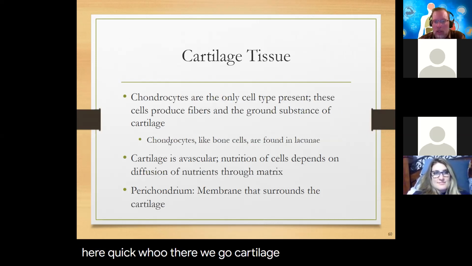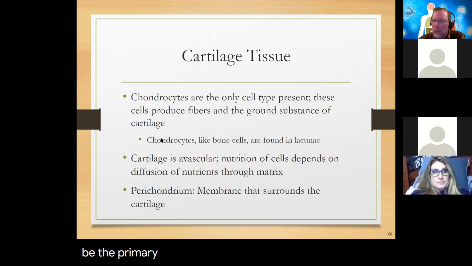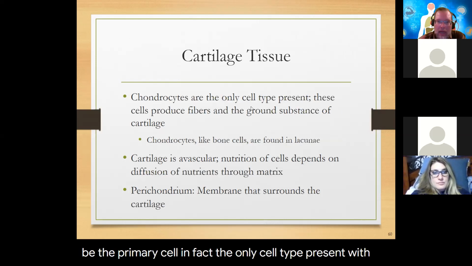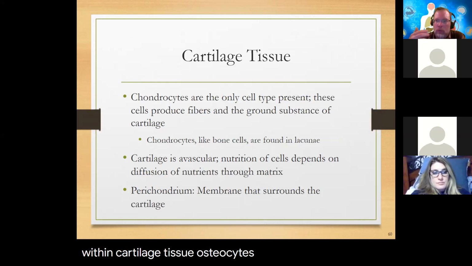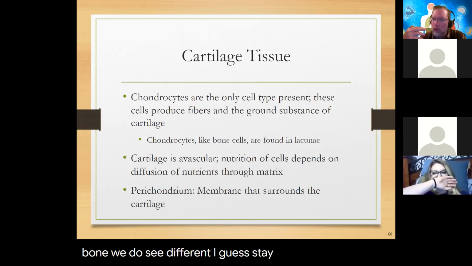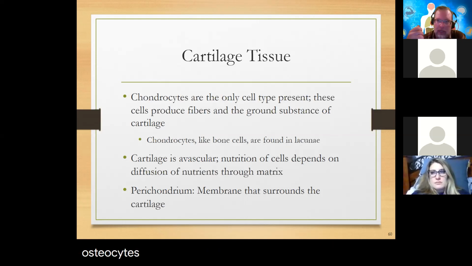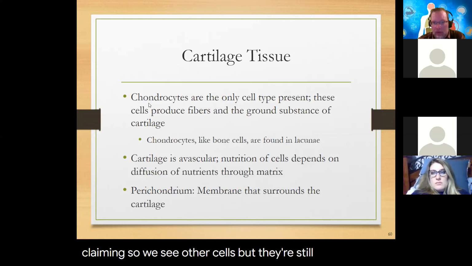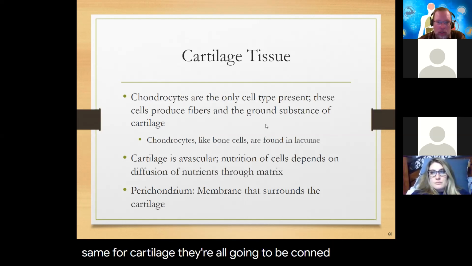Cartilage. Chondro means cartilage. Chondrocytes simply means cartilage cells. And again, they're going to be the primary cell, in fact the only cell type present within cartilage tissue. Osteocytes are really the only cell in bone. We do see different stages of growth with the osteocyte or the chondrocyte. We will see osteoblast, osteoclast, we'll see chondroblasts, so we see other cells, but they're still all under that same umbrella. For cartilage, they're all going to be chondrocytes. For bone, they're going to be osteocytes.